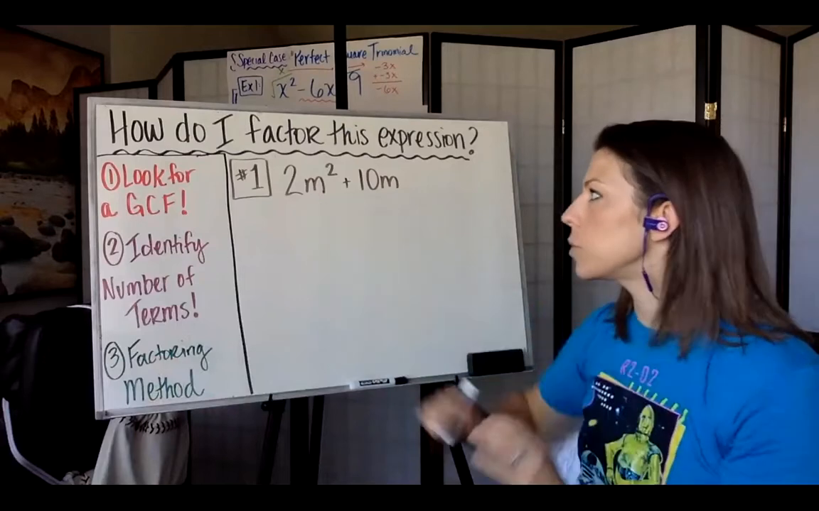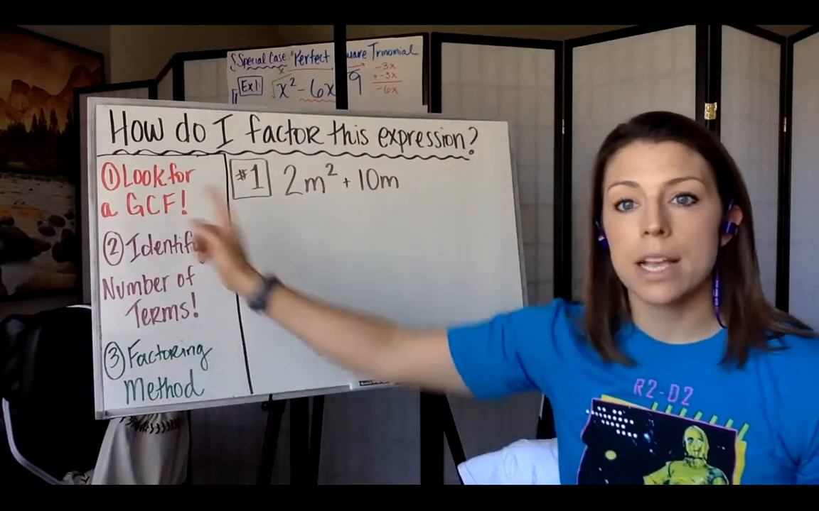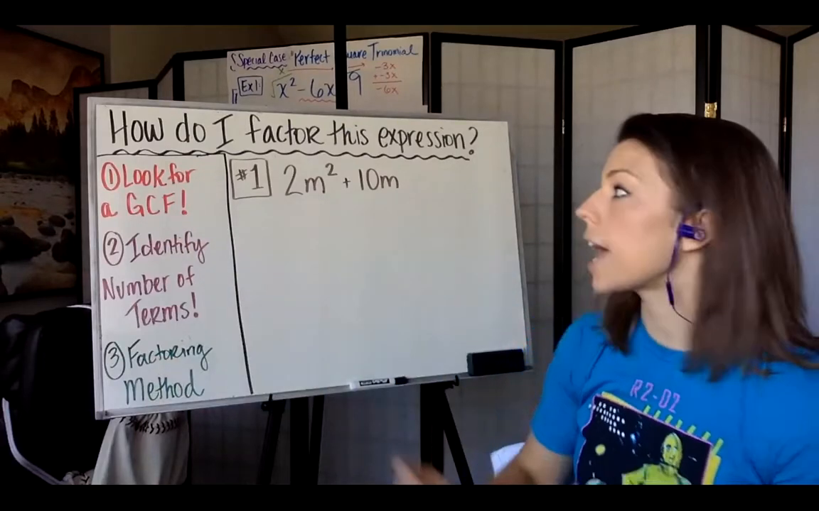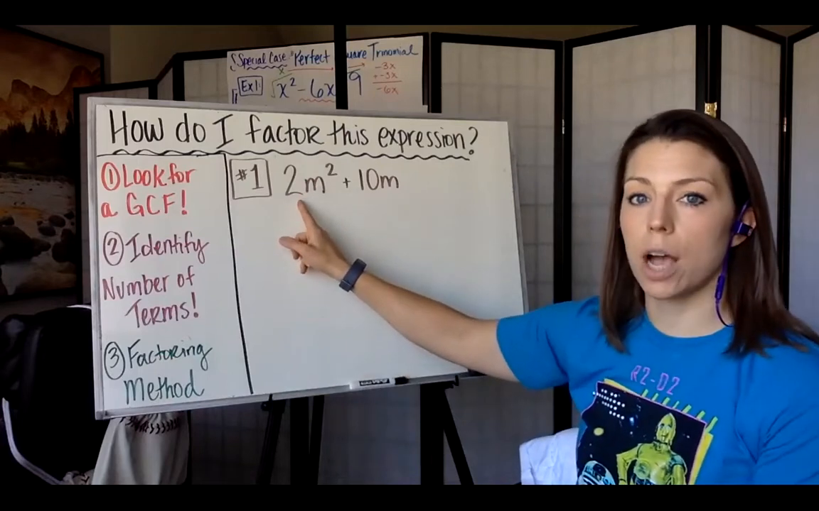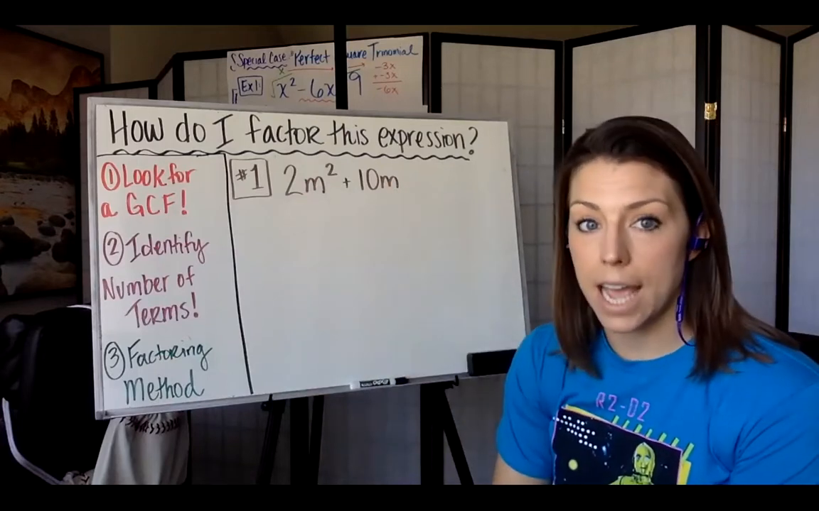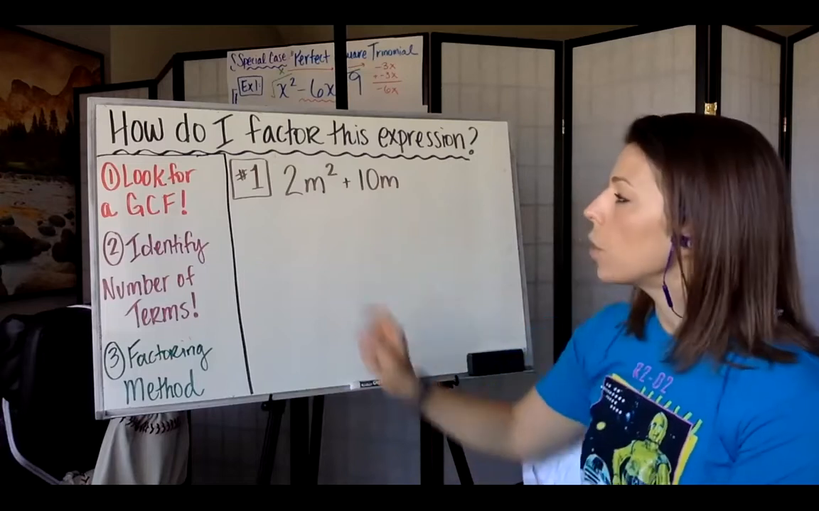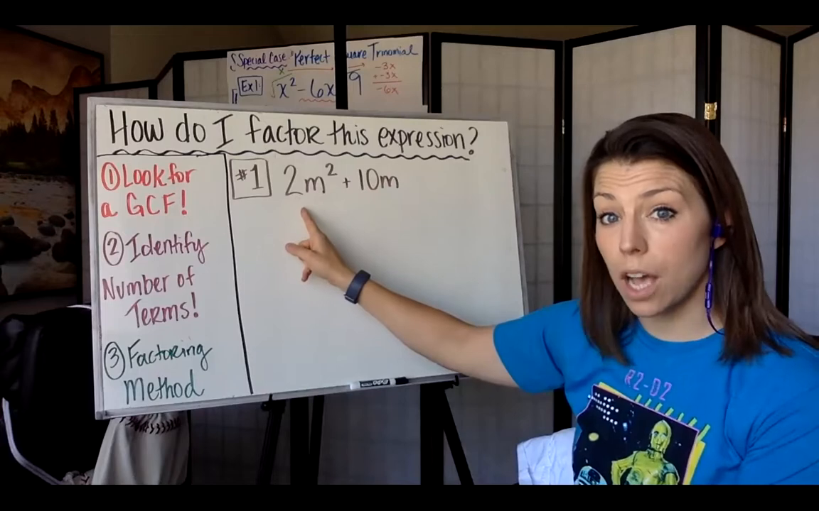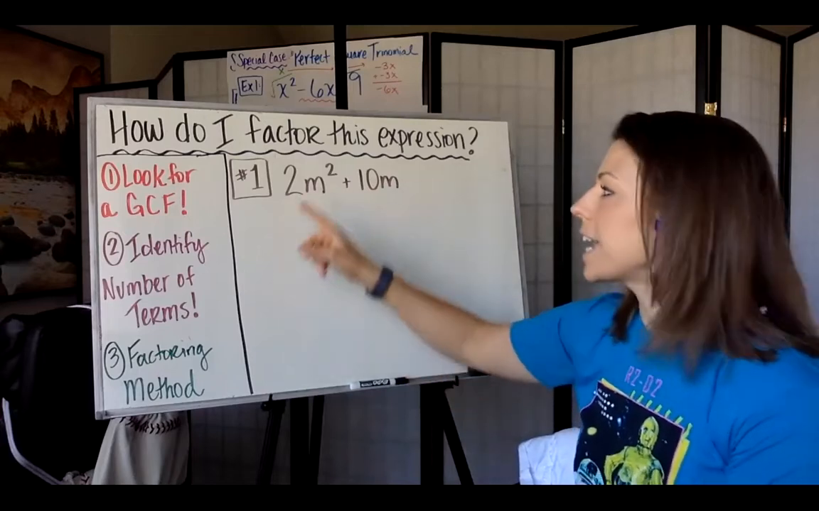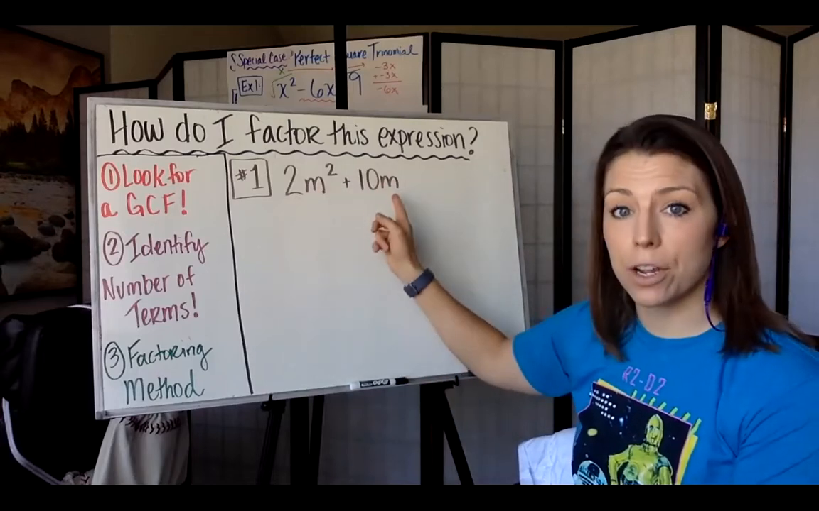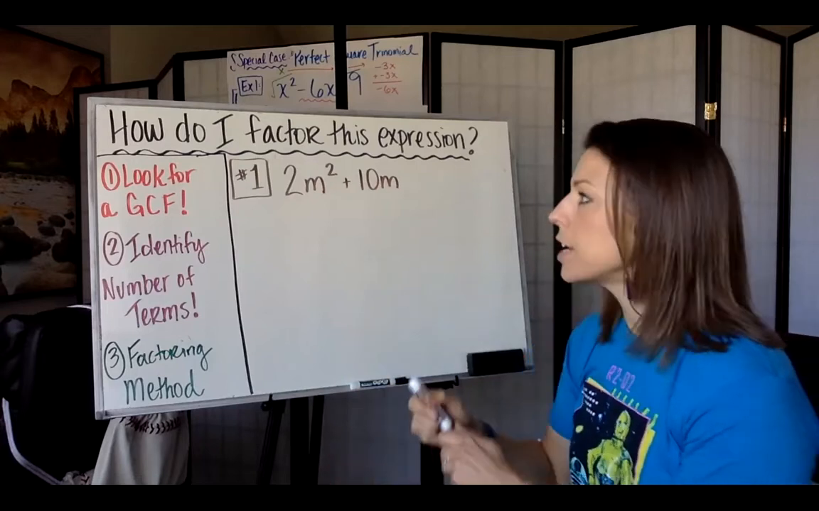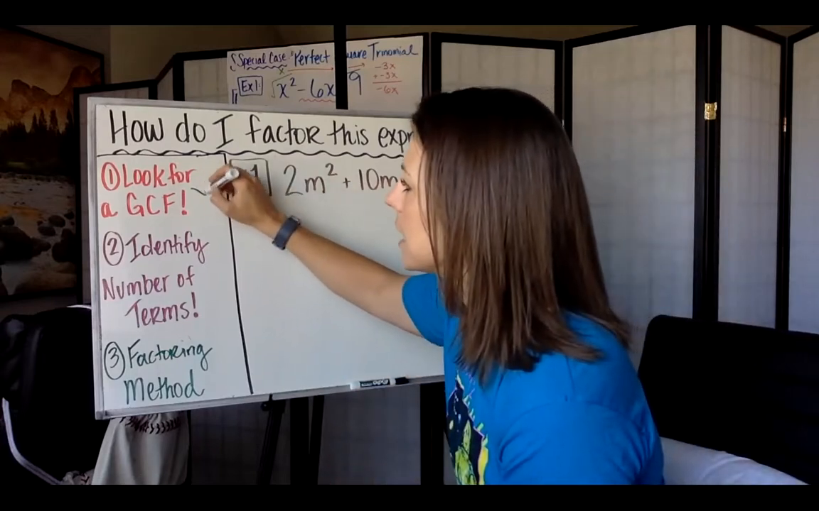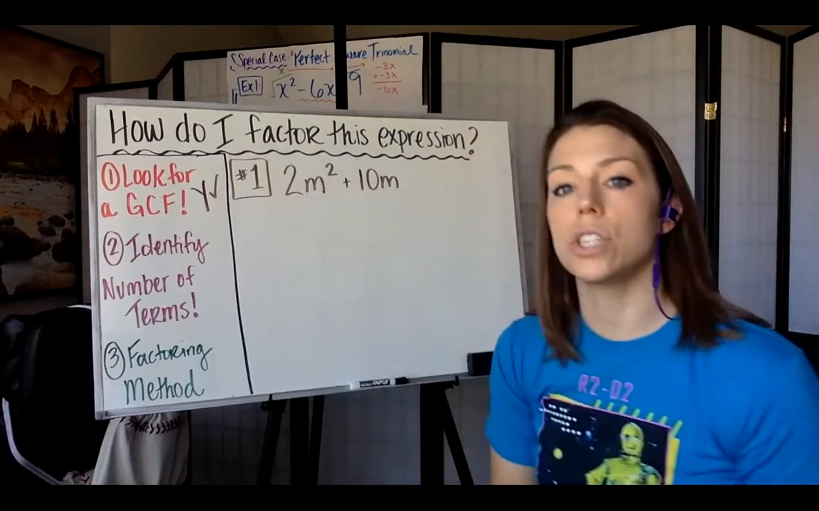So question 1, 2m squared plus 10m. Step 1, look for a GCF. Is there a greatest common factor among 2m squared and 10m? Well, 2 things stand out to me. 1, I know that 2 goes into 10, so that tells me 2 is a common factor. And the second thing is that both of these have a variable. Both of them have m in common. So in this case, yes, there is a GCF.